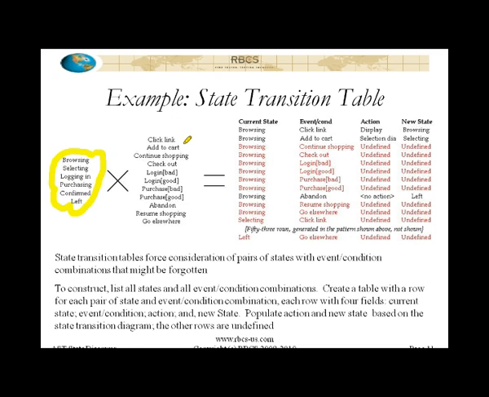And then we have a list of all of the unique event or event condition pairs defined here. So click link, that's 1, add to cart, continue shopping. Those are 3 events for which a condition never applies, so there's no condition specified there. Similar checkout. Now, login is a single event that has 2 potential conditions that can apply to it, bad and good. All right, so now our list is up to 6 because they're unique.